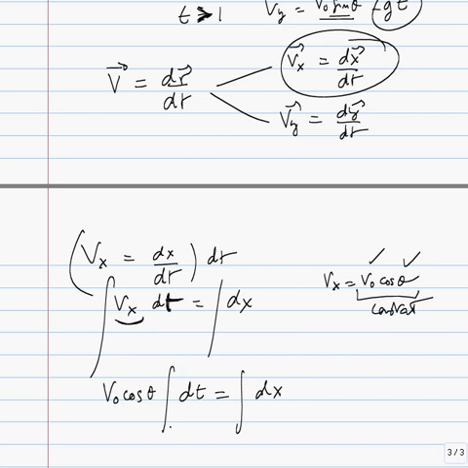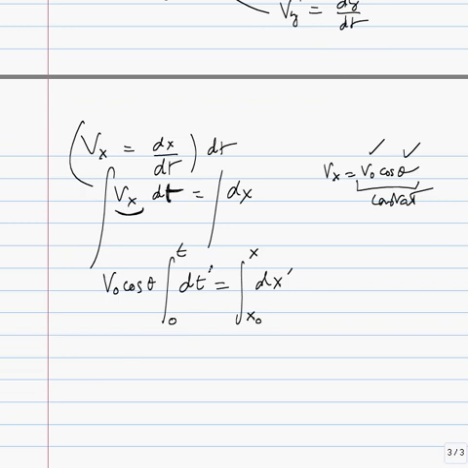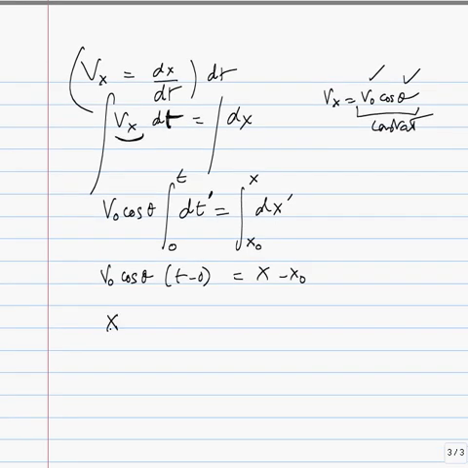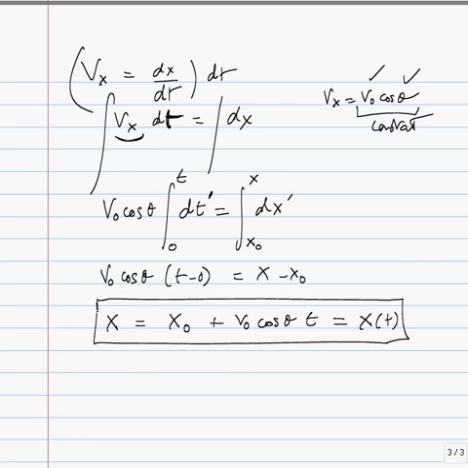I'm going to plug my initial condition, t is equal to 0, and x initially is x naught. Then I'm going to put my variable on top, changed to t prime. Let's integrate those two, easy integration. I'm going to obtain v naught cosine theta. This will give me t minus 0, and this will give me x minus x naught. So as I move the x naught to the other side, I end up with x is equal to x naught plus v naught cosine theta times t. And this is the functional form of my equation of motion, specifically my position as a function of time.